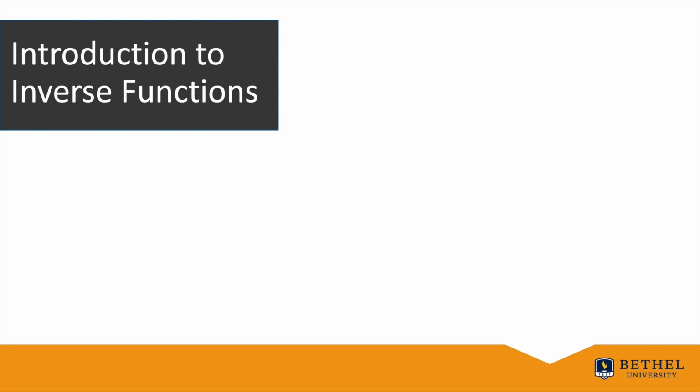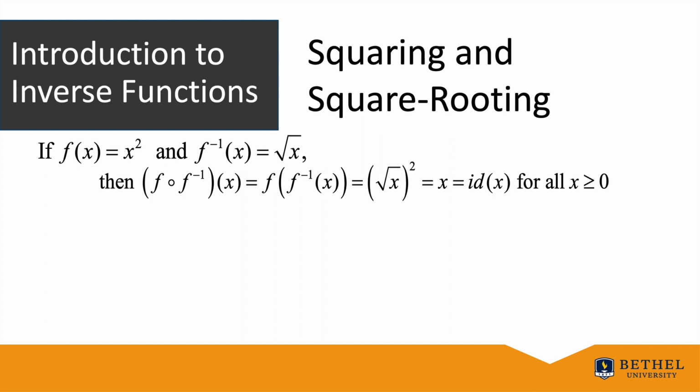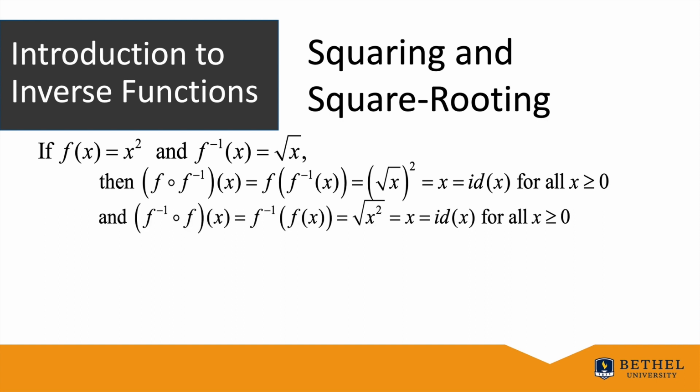For our final example, consider squaring and square rooting. Let f of x equal x squared, and let f inverse of x, that's what that notation signifies, equal square root of x. That's not a -1 power, that's inverse function notation. Then f compose f inverse of x ultimately equals the square root of x quantity squared, which is the identity function evaluated at x for all x greater than or equal to 0. And if you do it the other way around, f inverse compose f of x, you get the square root of x squared, which also equals x when x is greater than or equal to 0.